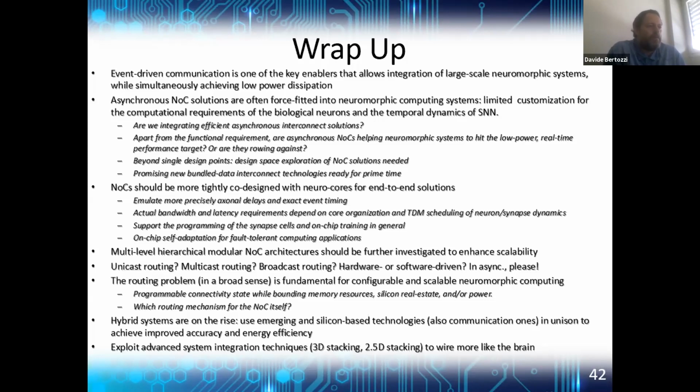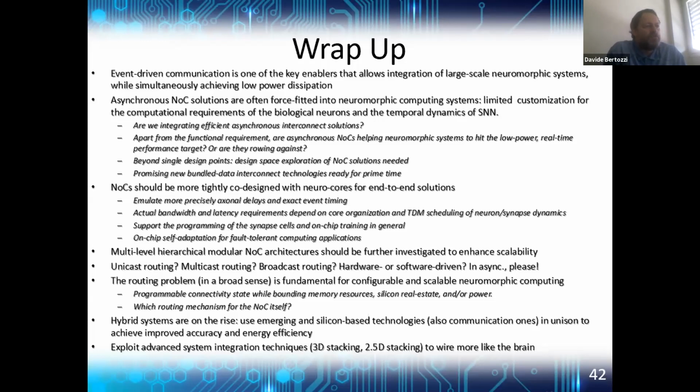The only example of bundled data interconnect technology in a big brain chip is the Intel chip. Although that implementation style is still too much oriented to a synchronous design methodology, and there are more opportunities for lower overhead and lower power by the adoption of asynchronous design styles.